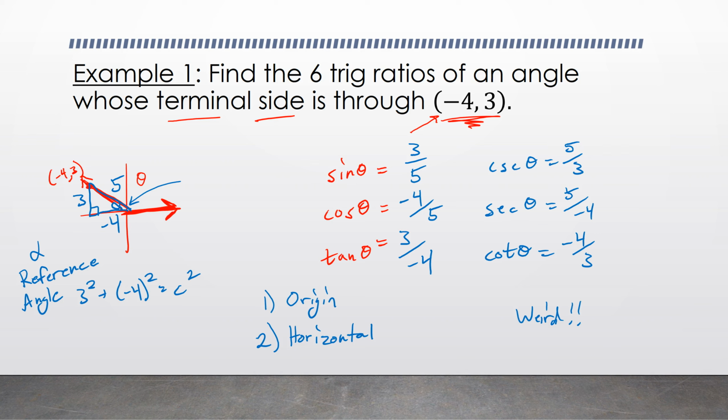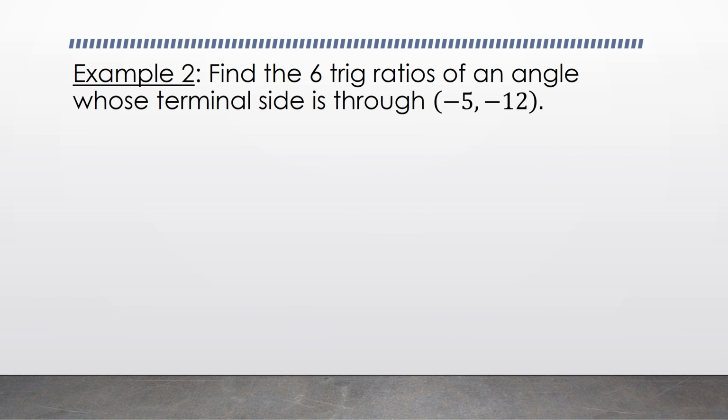If you didn't get this one, see if you can get this one. Okay, so very similar. Find the 6 trig ratios of an angle whose terminal side is through -5, -12. Let me draw my triangle a little bigger this time. I always put my starting angle here. -5, -12 is right about here. So the other side of my angle is going down here, and here is my theta.